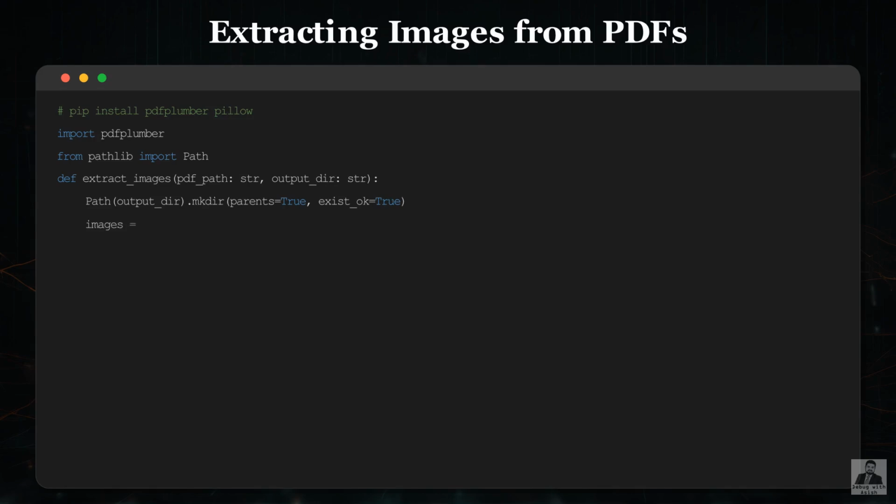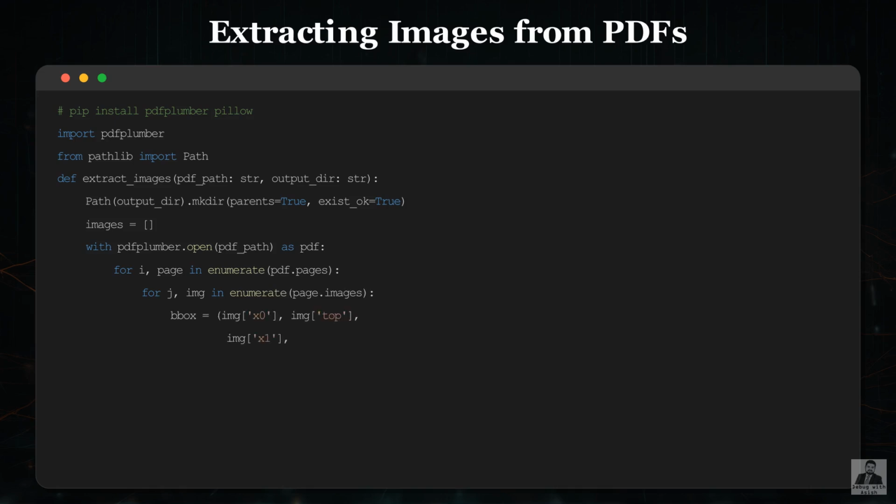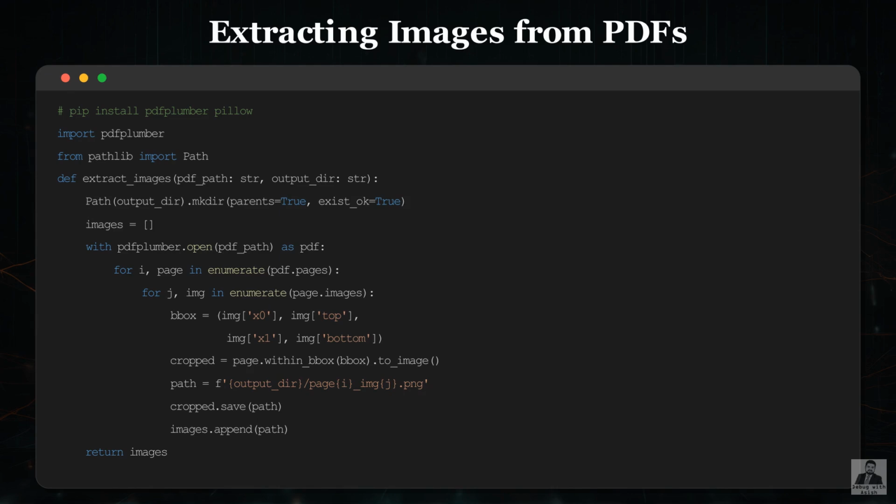We extract images using pdfplumber. For each page, we iterate over the image objects, extract their bounding box coordinates, crop that region from the page, and save it as a PNG file. The function returns a list of file paths to all extracted images. Each image is named with its page and image index, so we can trace it back to its source document and page number later in the pipeline.